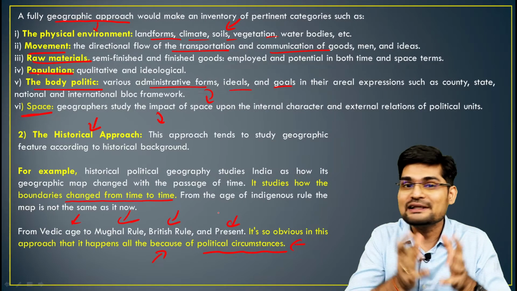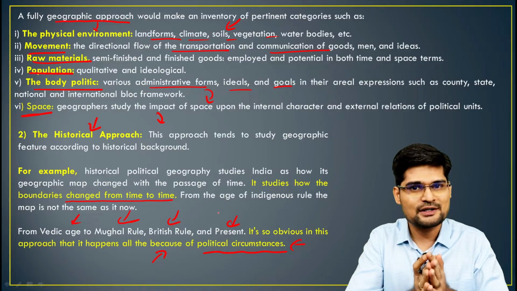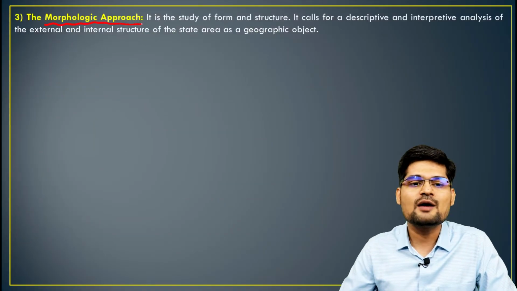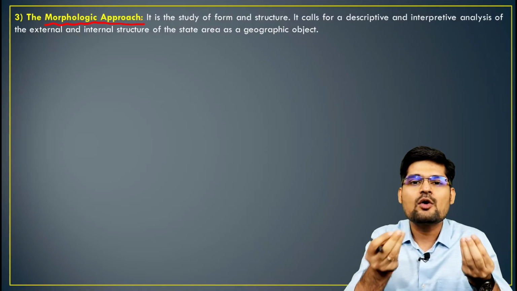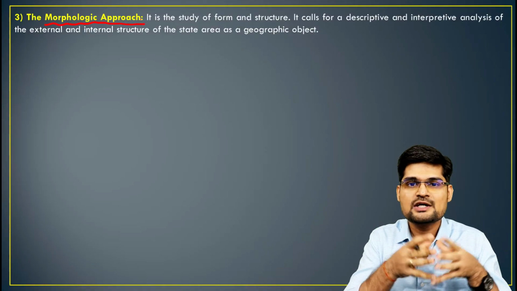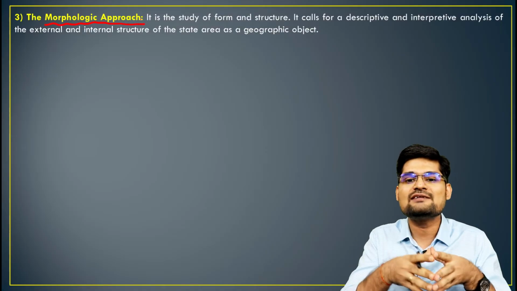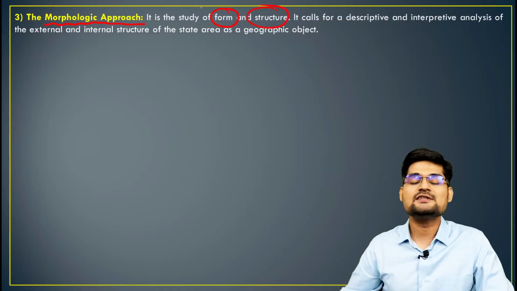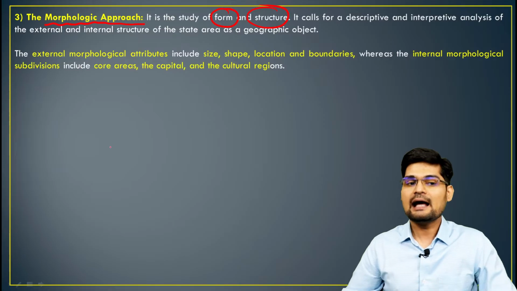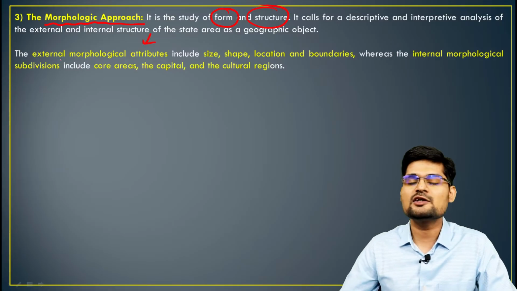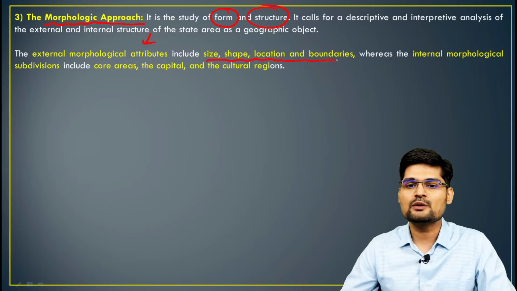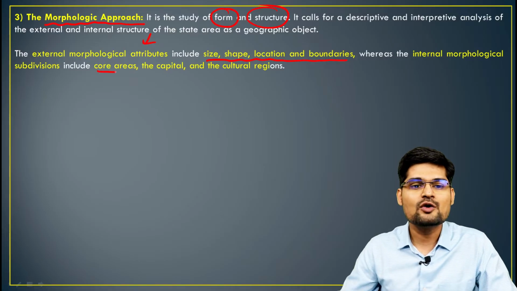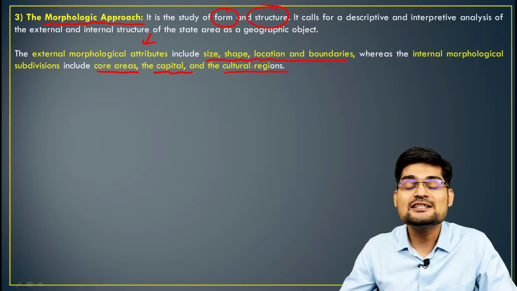No, there are significant changes in it. That's what is the historical approach. Then comes the third approach, which is the morphological approach. Now the word itself is morph, meaning shape, the shape of the territory or the state which is in question. So form and structure relationship is a very important part of this subject. And external morphological attributes include size, shape, location, boundaries, and internal morphology includes core areas, capital city, cultural regions, right?